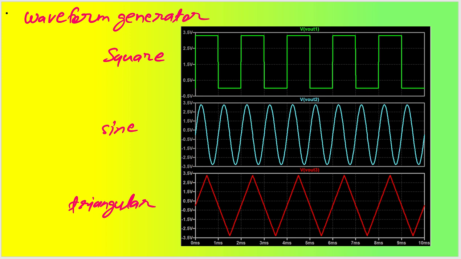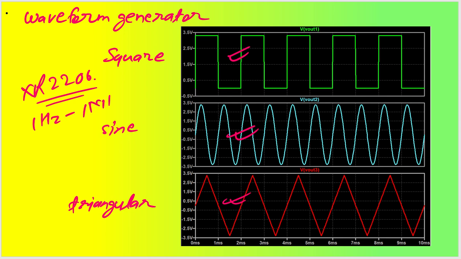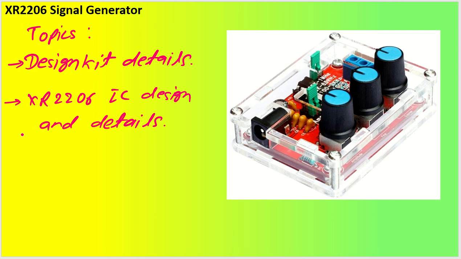So let us say you need a square wave generator or sinusoidal wave generator, or you need to generate some triangular wave. This particular IC, XR2206, is capable of generating all these three kinds of waves from 1 hertz frequency to 1 megahertz frequency. Okay. So first let me list out what things we will discuss in this session.